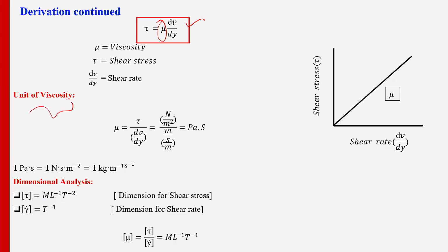So, how do we get the unit of viscosity here? Normally the unit of viscosity is Pascal seconds. You just see here the shear stress tau has the same unit as pressure, Newton per meter square. The velocity is meter per second, and the distance is meter. When you solve it, we get Pascal seconds. So, 1 Pascal second equals this way. We can write it this way.